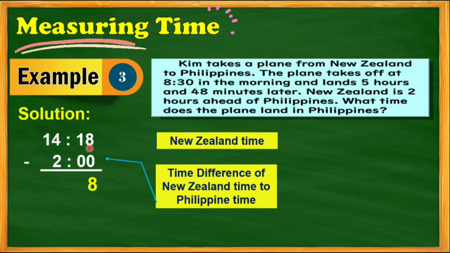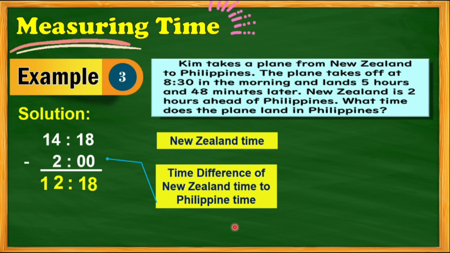14 hours and 18 minutes, then subtracted by 2 hours. Why is that 2 hours? Because the difference of New Zealand time to Philippine time is 2 hours. So 8 minus 0 is 8. 1 minus 0 is 1. Colon. 4 minus 2 is 2. And 1.